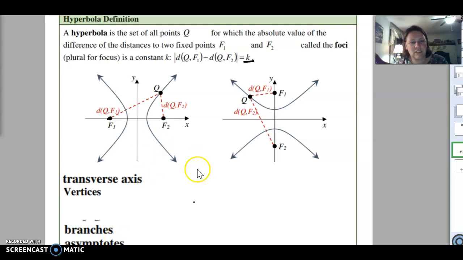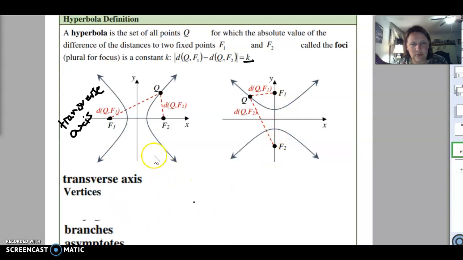The transverse axis is the axis where the focus points are both going to be. So in this one right here, your x-axis is the transverse axis. And then over here, your y-axis is the transverse axis.